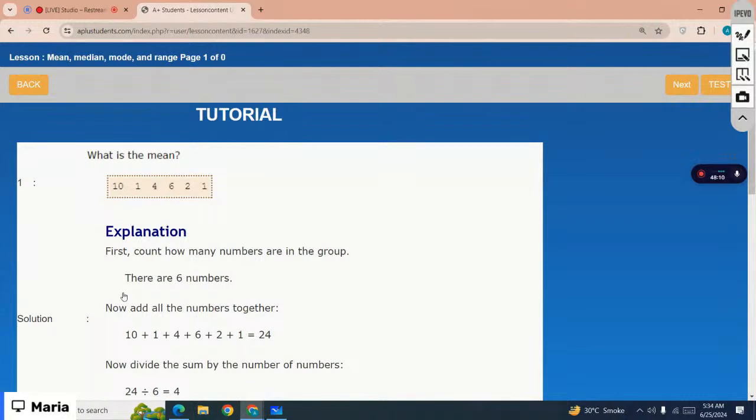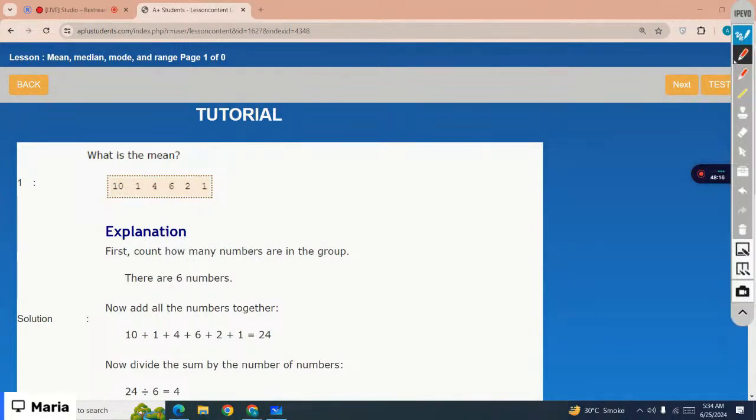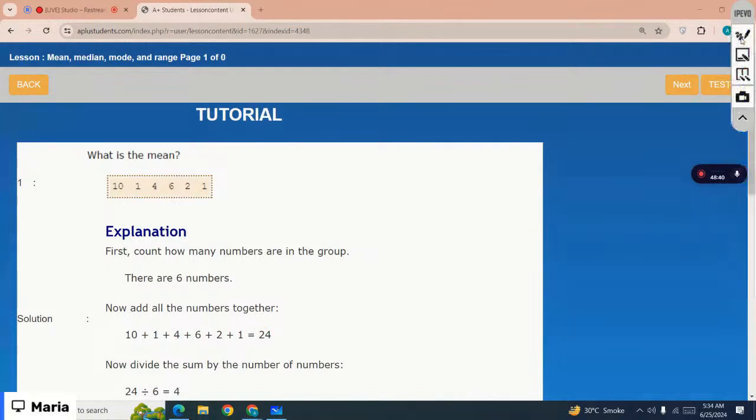For the mean, you have to add all the given numbers and then divide by the number of numbers given. Like here you are given 10, 1, 4, 6, 2, 1. Just add them all: 10 plus 1 plus 4 plus 6 plus 2 plus 1. That is 24, and divide it by 6, because there are 6 numbers. So 24 divided by 6 is 4. The correct option is 4. Let's just start with the test questions.